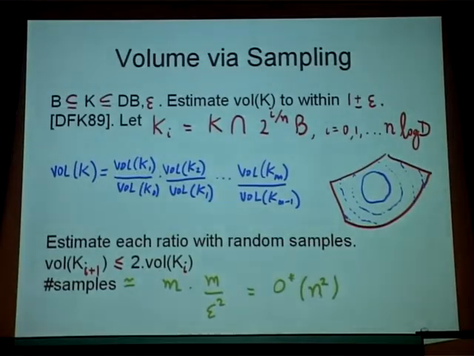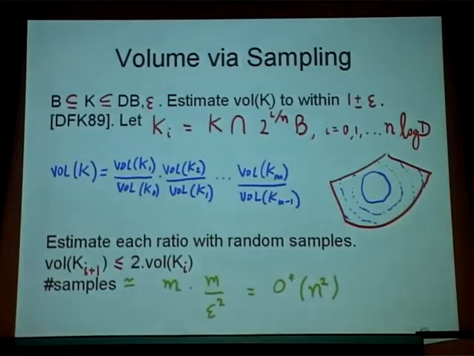Now, how do you compute these ratios? Well, you have 2 bodies, one inside the other. You want to know what's the ratio of their volumes. Pick random points from the bigger body, see how many fall in the smaller body. That's your estimate. If the ratio you're computing is small, let's say you know it's between 1 and 2, you only need a constant number of samples, or 1 over epsilon squared samples.